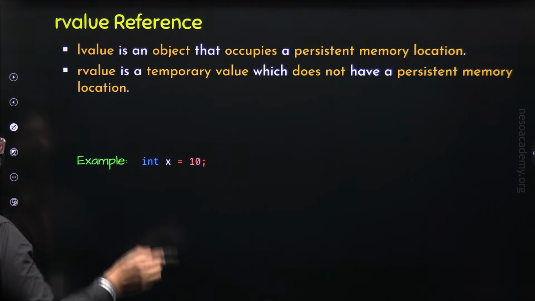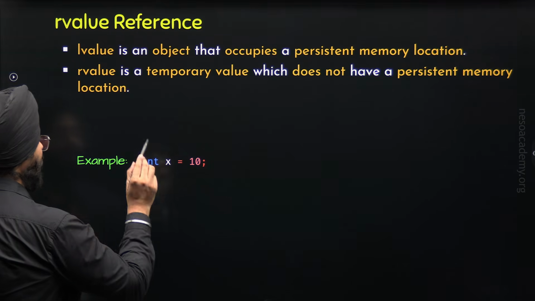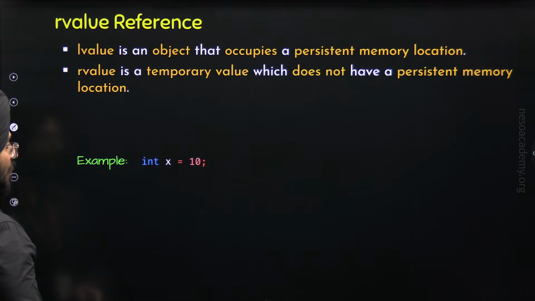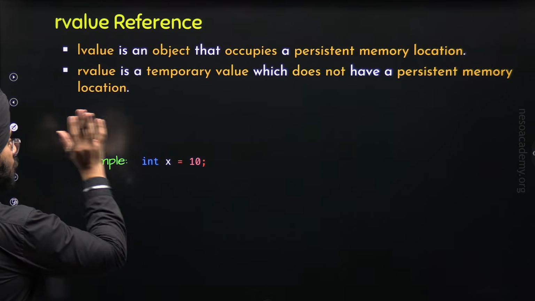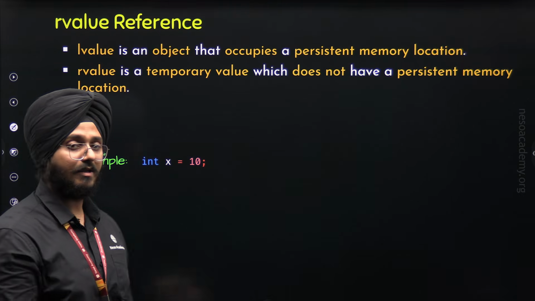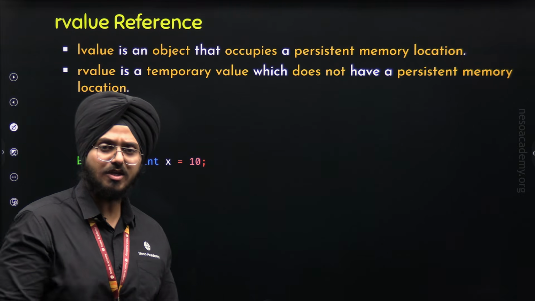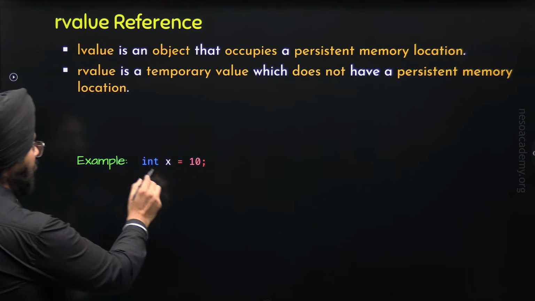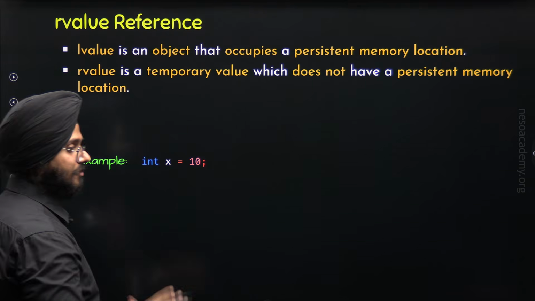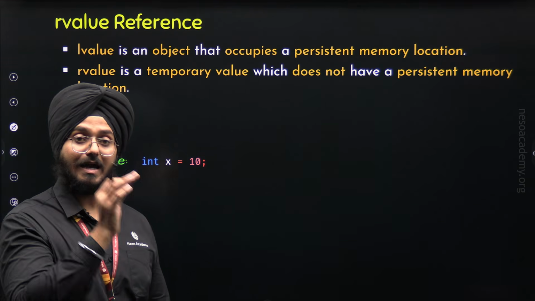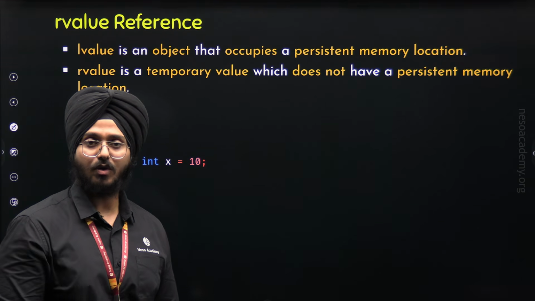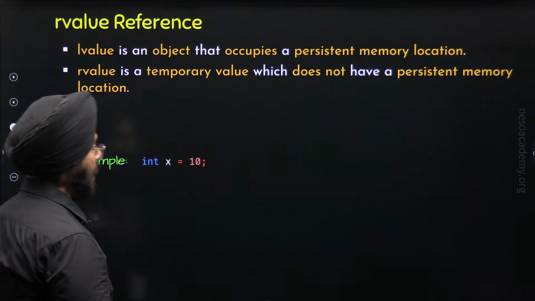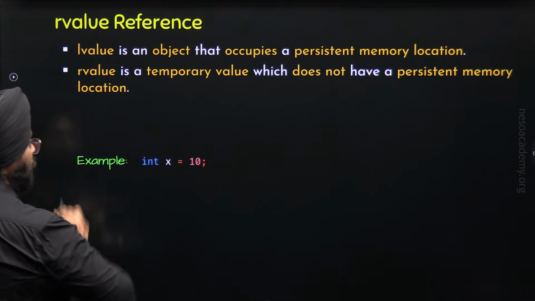Also, the memory location associated with x gets deallocated when this variable goes out of scope. If this variable is defined in the main function, then after completion of the main function, the memory associated with this variable will be deallocated. So clearly, x has a persistent memory location and therefore x is an lvalue.